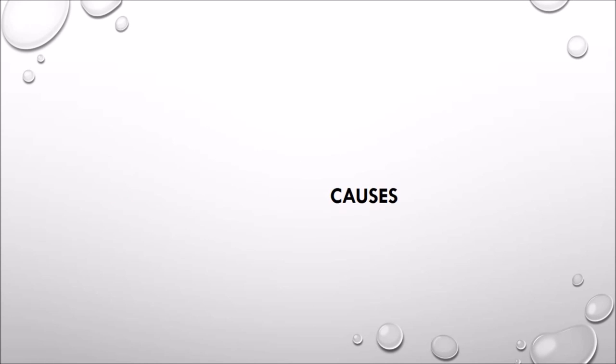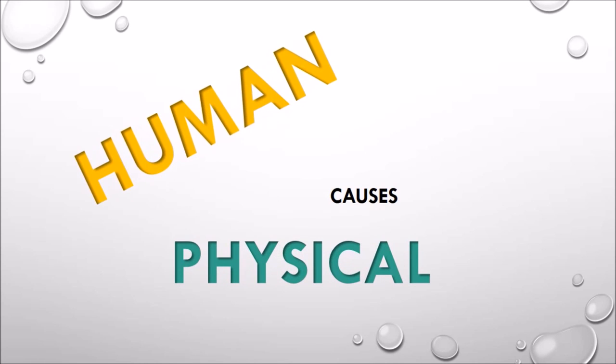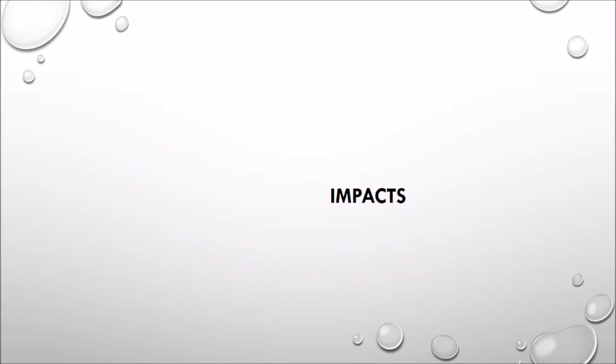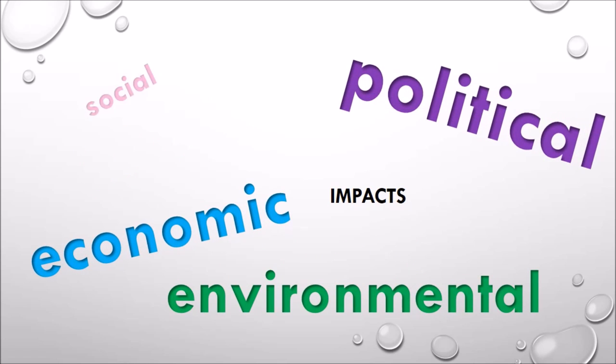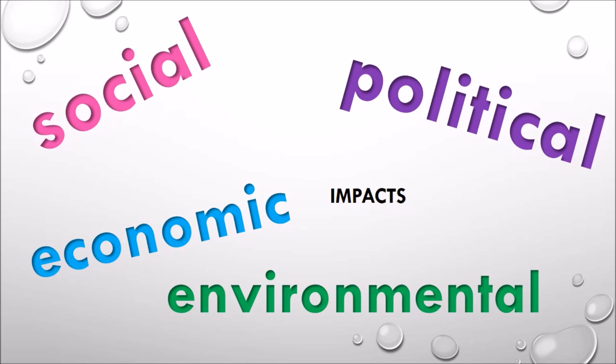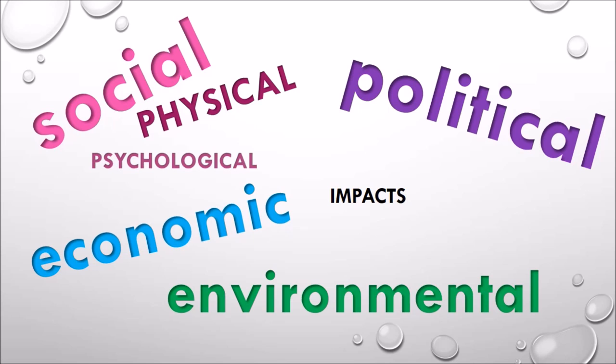Well, you should always consider both physical and human causes. You should look at environmental, economic, political and social impacts. And don't forget that social can include both physical and psychological injuries.